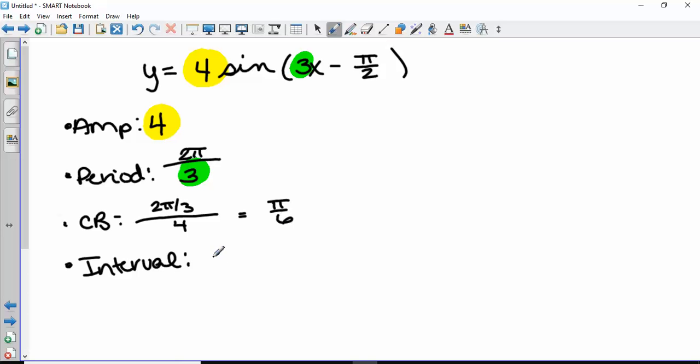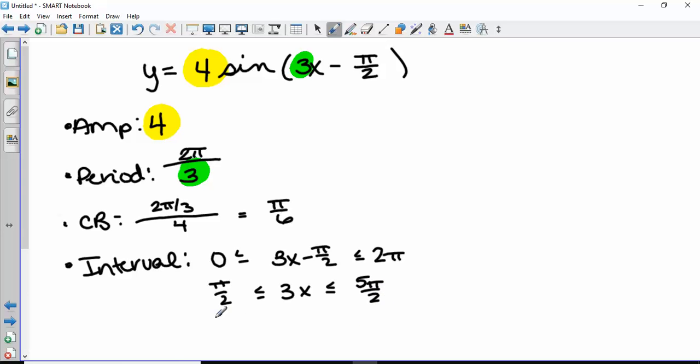Interval. Sine normally starts at 0 and ends at 2 pi. You put the angle in the middle. So if I'm trying to solve for x here, we would have to add pi over 2 to everything. So 0 plus pi over 2 is pi over 2. Center equal to 3x. 2 pi plus pi over 2 would be 5 pi over 2. Divide everything by 3. So we have from pi over 6 to 5 pi over 6.